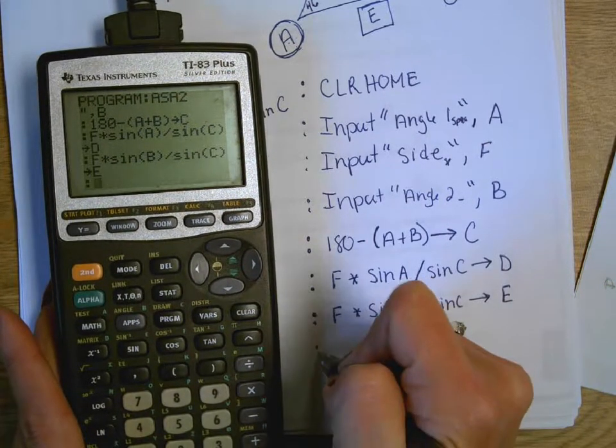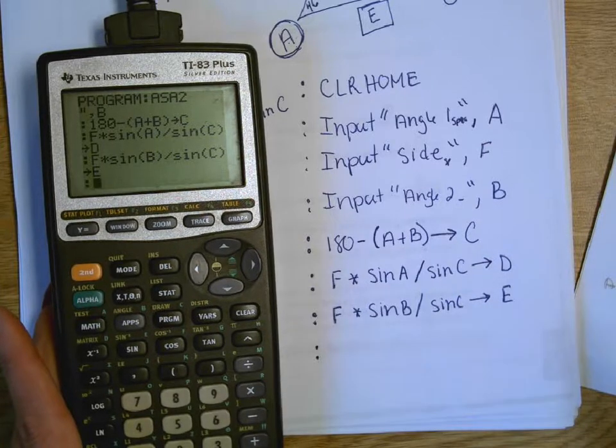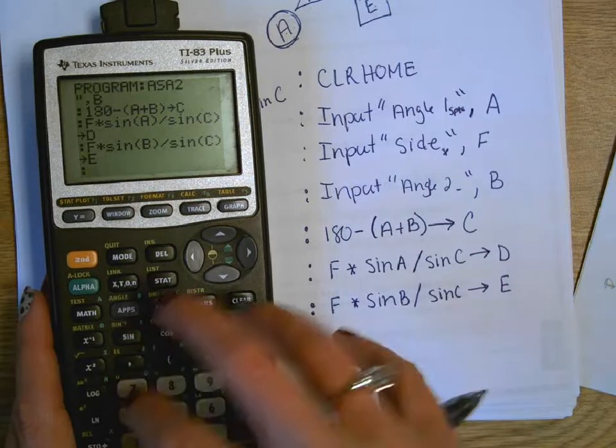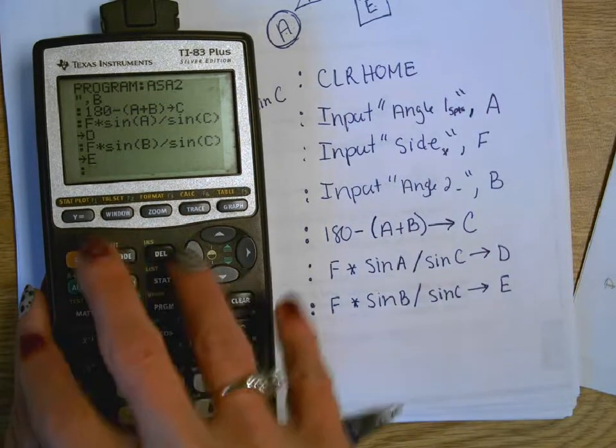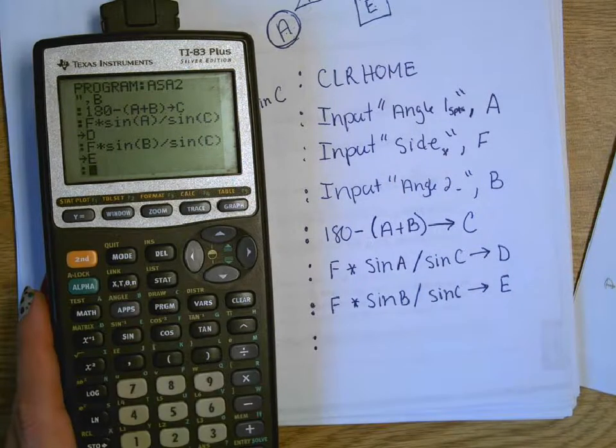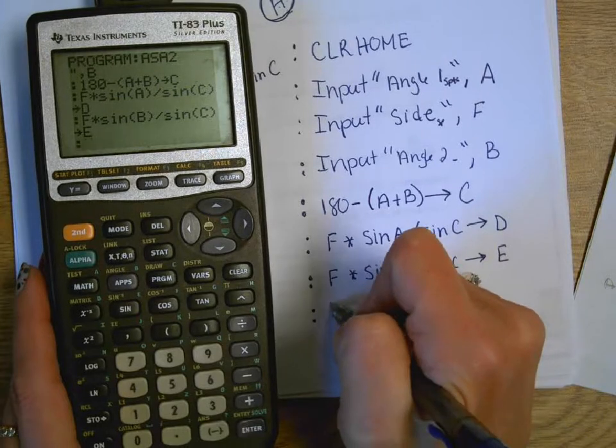Okay, here we go. All right, so right now your program has done all the work. It has figured out these three missing parts. It has them sitting inside the cells, inside the calculator. What do I need the program to do next? Display the answers. Display is a good command. Disp.